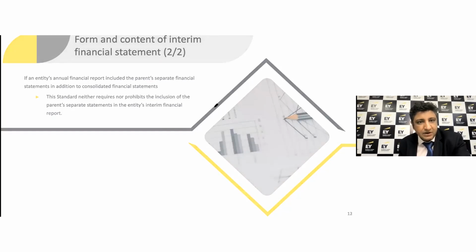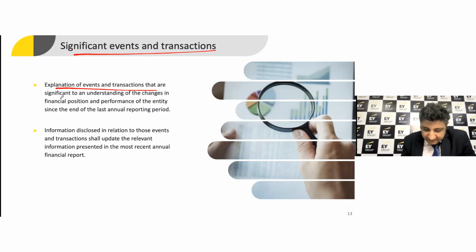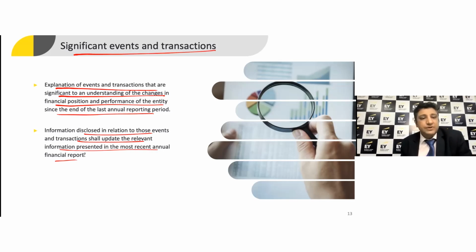standard's requirements. All right. Now there would be, as expected, as desirable, as relevant, any significant events and transactions which take place, and that's probably one key reason why this standard is in existence. So you need to explain any significant events which are likely to impact or change the financial position or the performance. I mean, something that can impact the numbers presented on the balance sheet or on the statement of profit or loss needs to be explained in detail. That would include whatever has happened, and update the relevant information as presented in the most recent annual financial report.